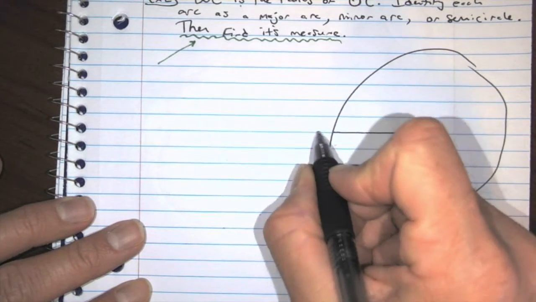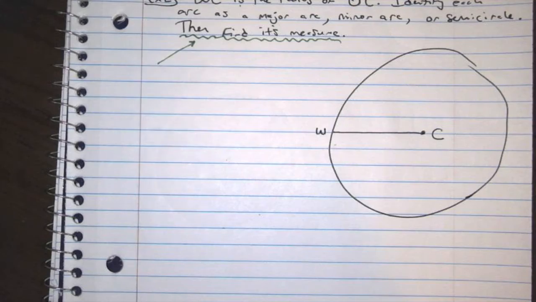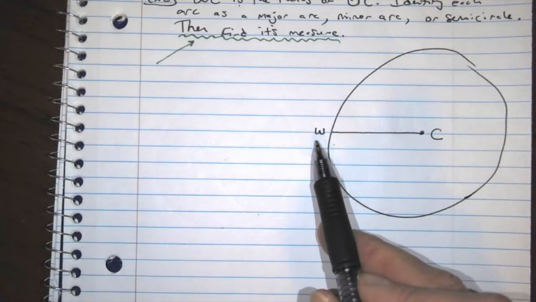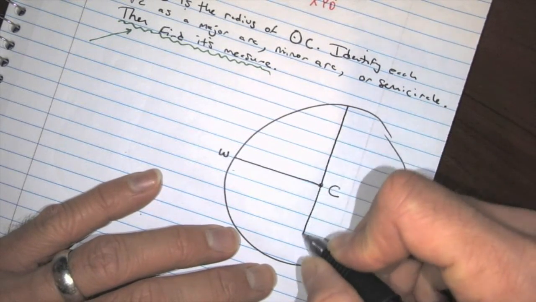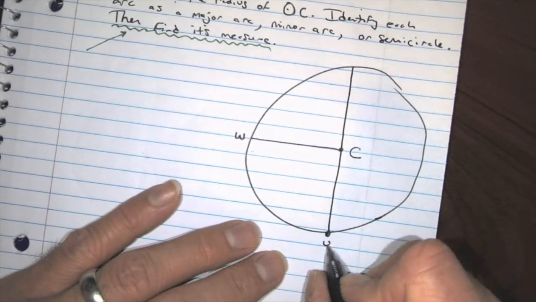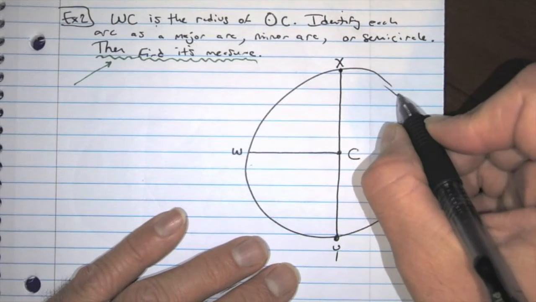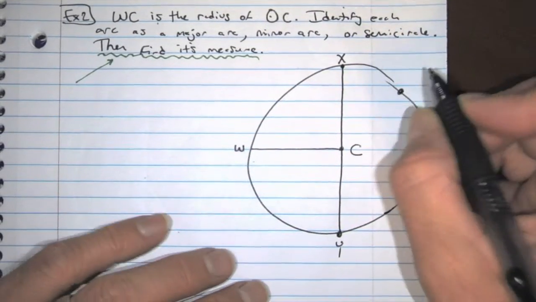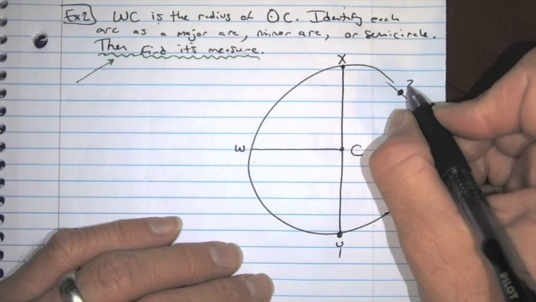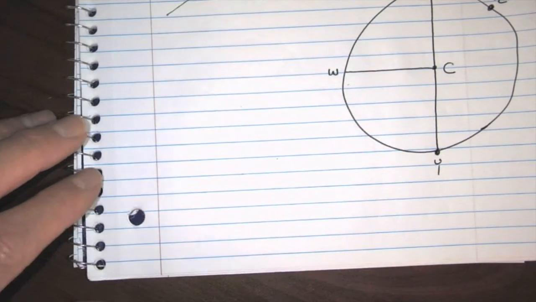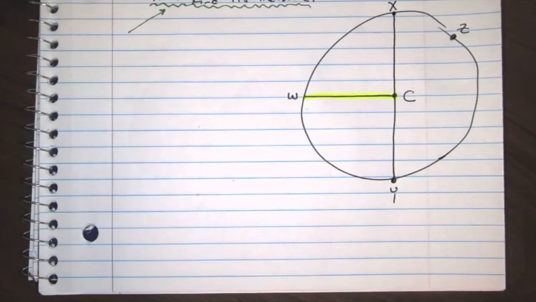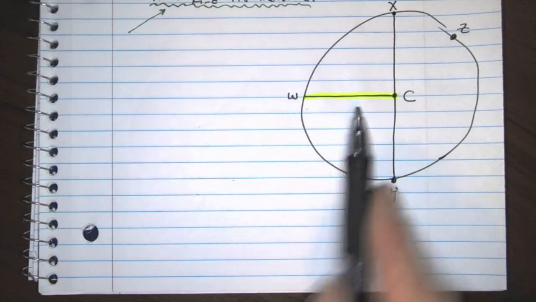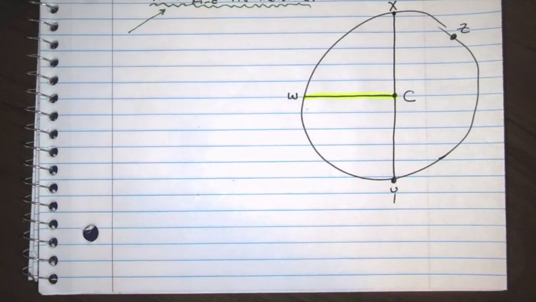We're going to make a radius going to the left, going to the west. W, W for west. Let's draw a diameter going straight up and down vertically. This is going to be Y up top. There's X. Let's put Z right there. Alright, WC is the radius of circle C. Yep, I see that. Looks like a radius. Identify each arc as a major arc, minor arc, or a semicircle, then find its measure.